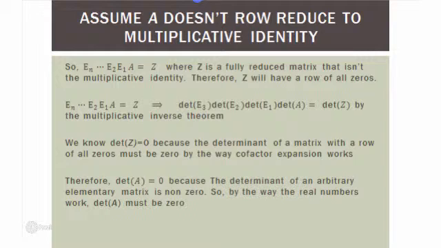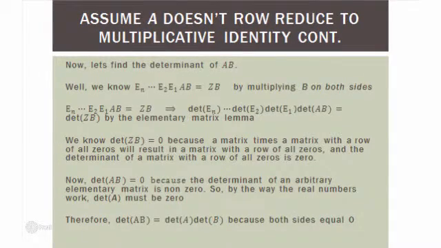So therefore, the determinant of A must be 0 because the determinant of an arbitrary elementary matrix is non-zero. We proved that earlier in the video. We didn't prove it, but we gave support, and you can prove it if you so choose, but there just isn't time in this video. So, because the determinant of an arbitrary elementary matrix is non-zero, by the way that real numbers work, the determinant of A must be 0, because you can't have two non-zero things being multiplied together and getting a 0 for a solution. So determinant of A must be 0.